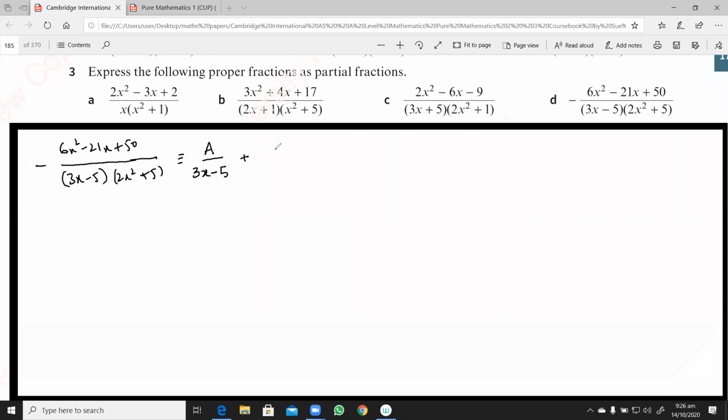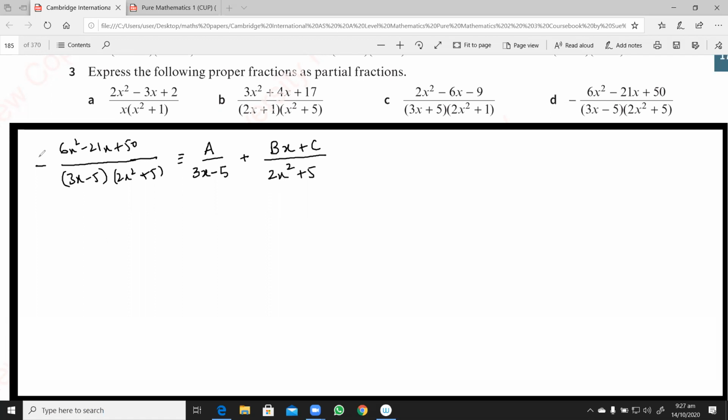There are two fractions because the denominator cannot be written as a product of more than two factors. This is already fully factorized and a proper algebraic fraction. So this is what you have. One fraction will have just a constant in the numerator because the denominator is linear. The second fraction will have a linear numerator, bx plus c, because the denominator is quadratic.